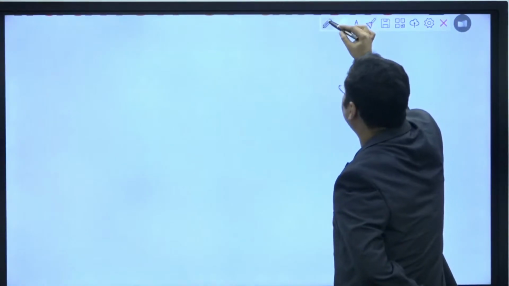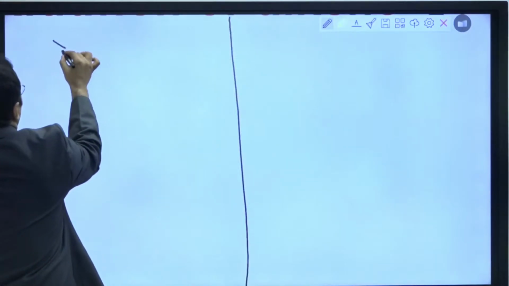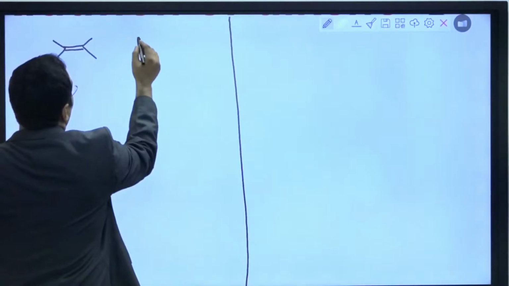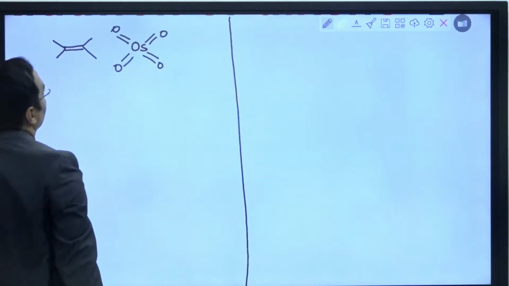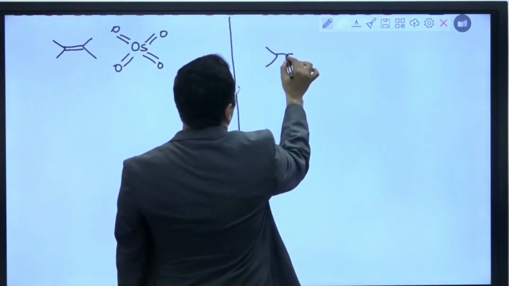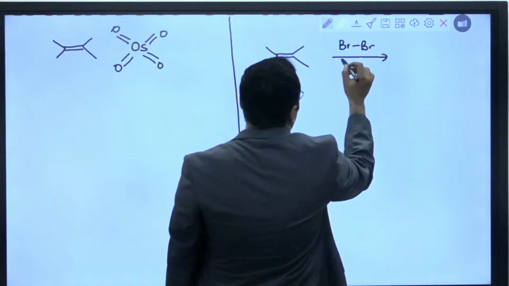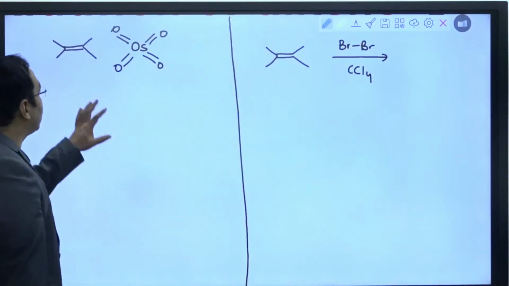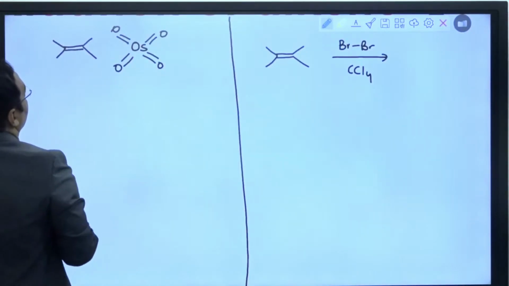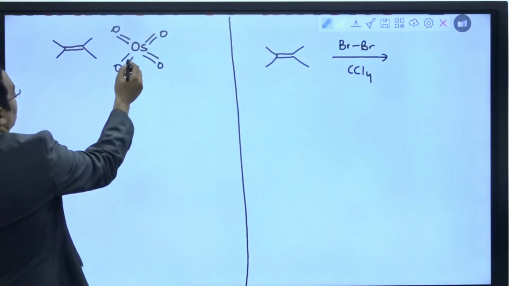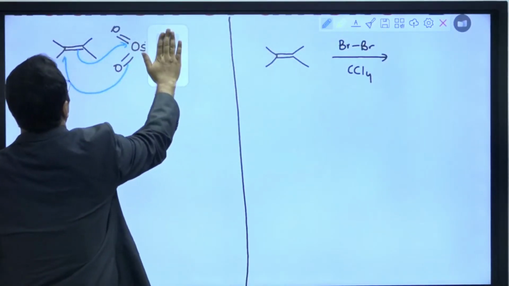So let's do both things in parallel. Draw this kind of line and take this compound. Take osmium tetroxide, this kind of compound, and on the other side take Br2 in CCl4, and see what is happening in both cases. In this case, what is going to happen? This is electron rich and this is Os, right? So how do you proceed for this reaction? This reaction goes like this: it attacks here, this goes here, and the bond forms.